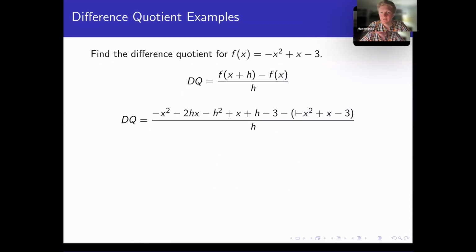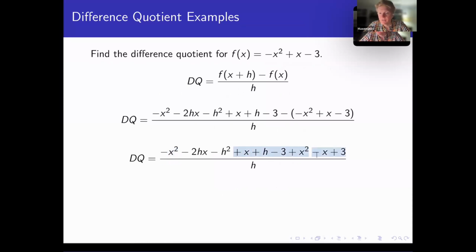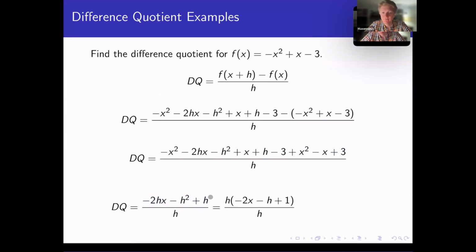Let's distribute a negative sign to each term in here. And we see negative x squared cancels out with positive x squared. Positive x cancels out with negative x. And negative 3 cancels out with positive 3. All of these terms in the numerator have an h. Let's factor out h. h then cancels out. If you did this right, you should have something like this, and you're left with negative 2x minus h plus 1. And that's the end of 2.5.